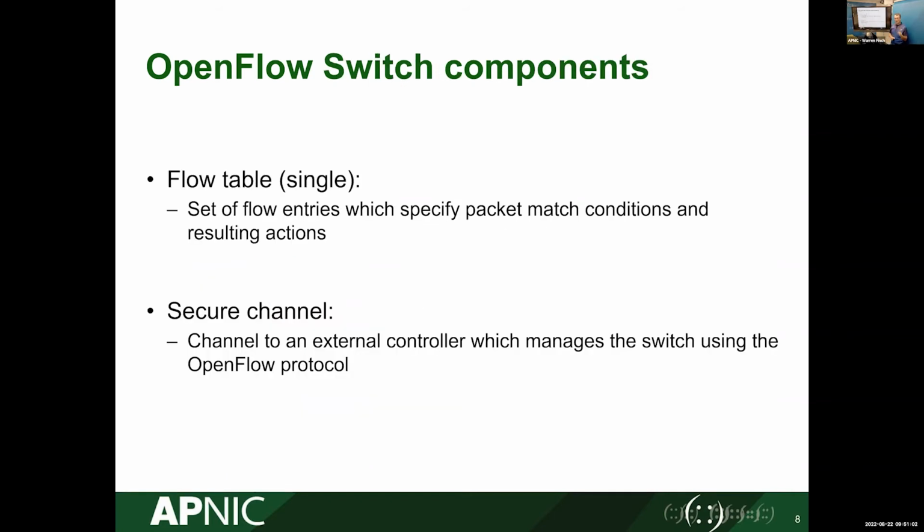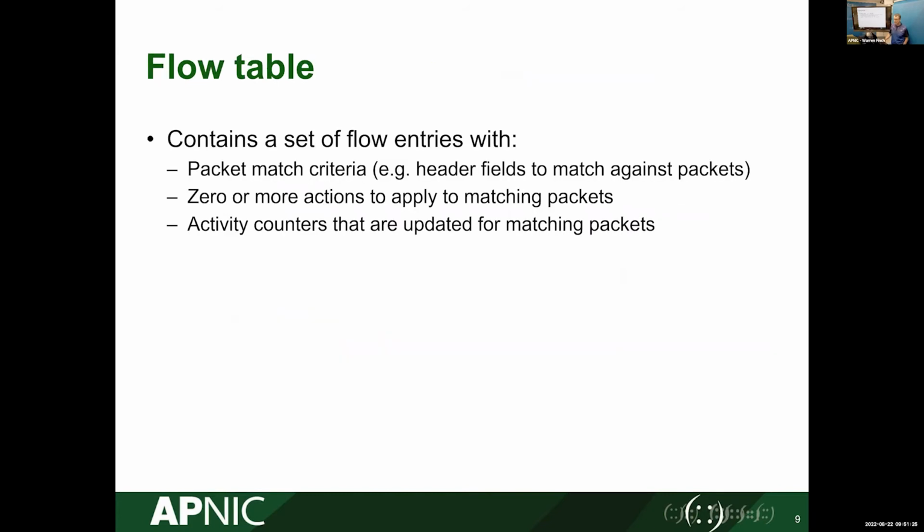So the flow table is basically a table that stores the flow entries. It specifies what to do with that match condition and the action that results from it. It also needs to support some sort of secure channel to communicate to the controller, so you need that connectivity.